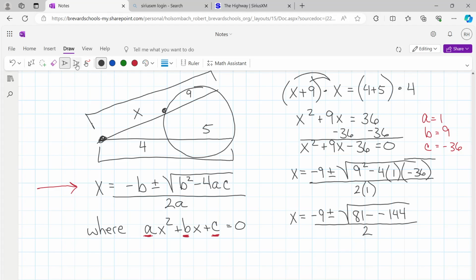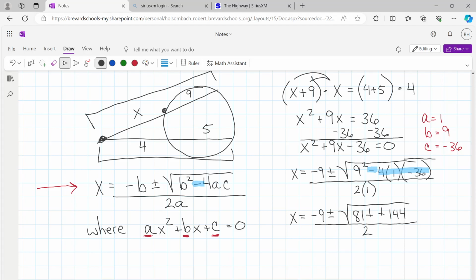Now, be real careful underneath this radical, because you're subtracting a negative. It's not always going to be subtracting a negative, but it is always going to be subtraction. It's always b squared minus 4ac. But when the a or the c is negative, you're going to have a negative that you're subtracting. So be careful, because when you're subtracting a negative, it's just the same as addition.